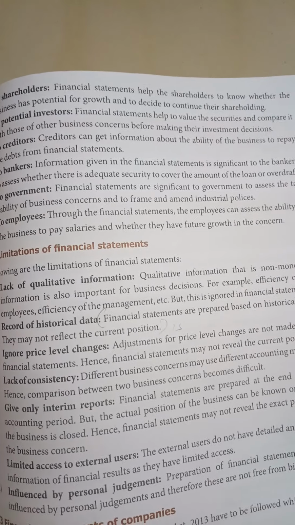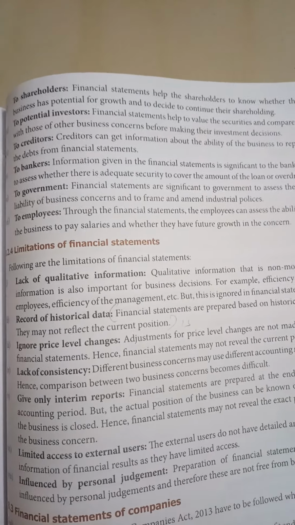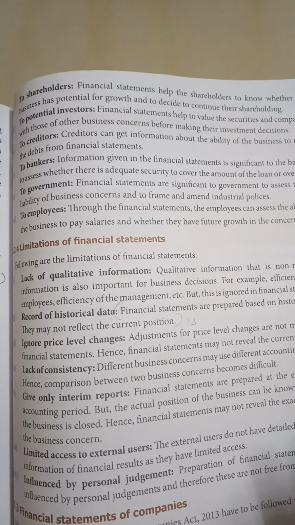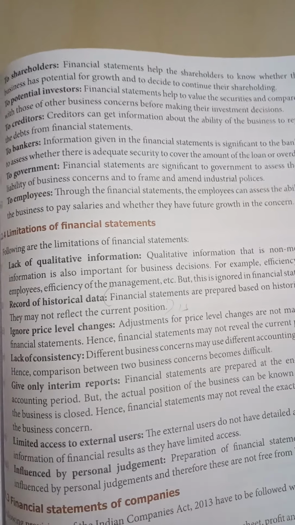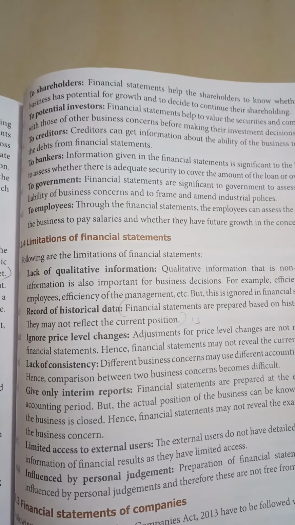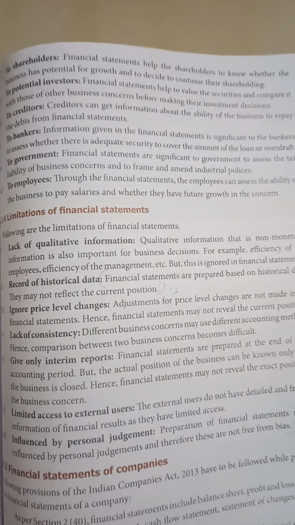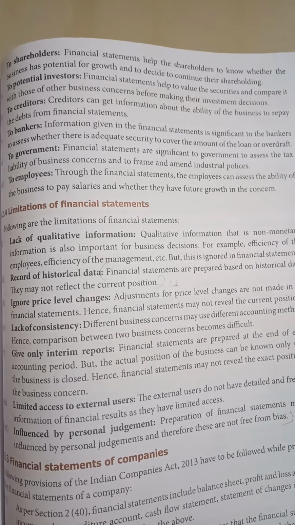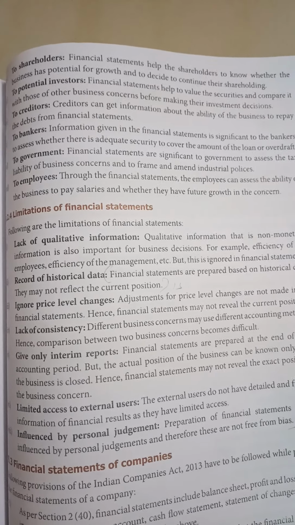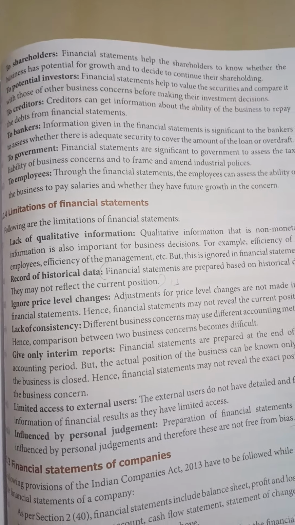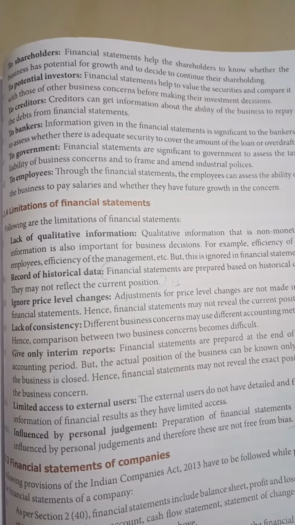To the shareholders, so basically shareholders, when they invest, they always look into the growth in the business, right? So whenever there is proper growth in the business, only then will shareholders retain and continue investing in that particular organization. So financial statement helps the shareholders to decide whether to continue in the firm or not. Then the potential investors, so these are the people who actually invest in the business. Okay, their intention is not to purchase and sell immediately, they are the actual investors of the business concern.